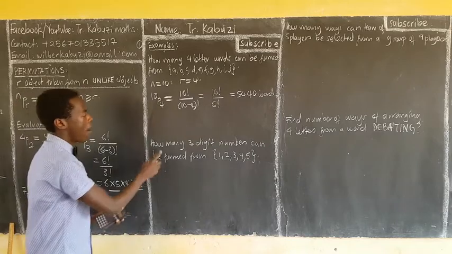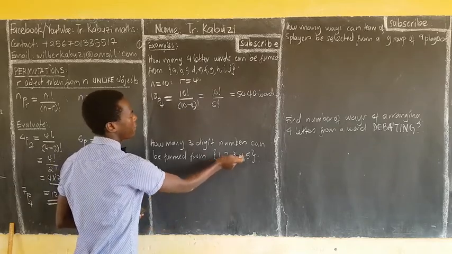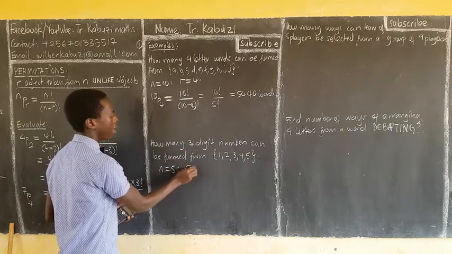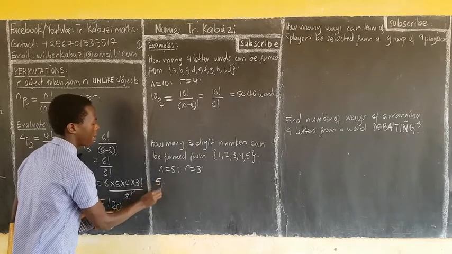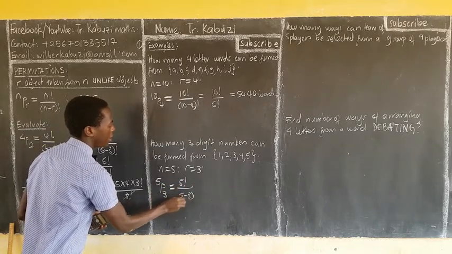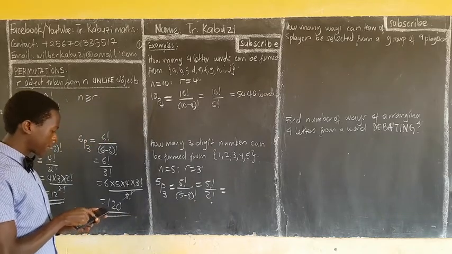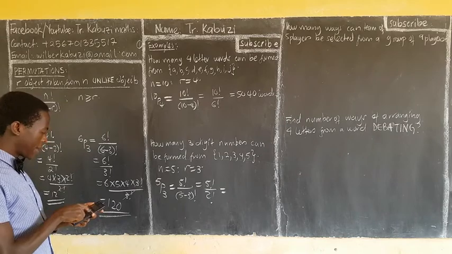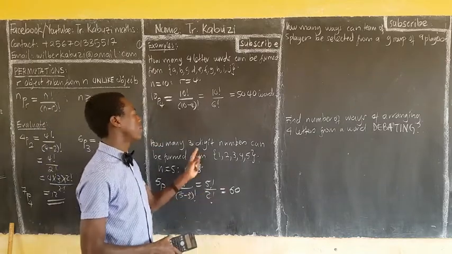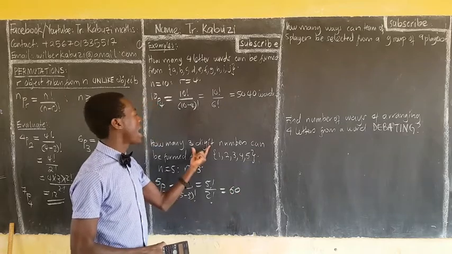Now here, how many 3-digit numbers can be formed from these? These are unlike objects, so they are not similar. So how many are they? 1, 2, 3, 4, 5. So my n is 5. I'm picking 3 digits every time, so my r is 3. So out of the 5, I'm picking 3. This will be the same as 5 factorial over 5 minus 3 factorial, which is over 2 factorial. On the calculator, the answer I'm getting is 60. So you can form 60 numbers of 3 digits from this. You can arrange them 60 times when they are having 3 digits from this number. That's what it means.